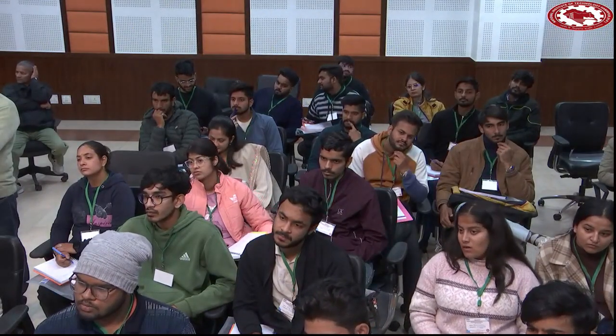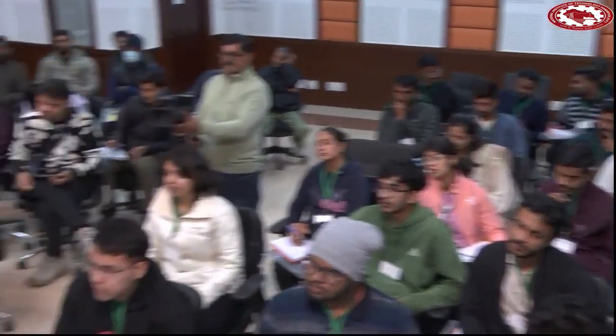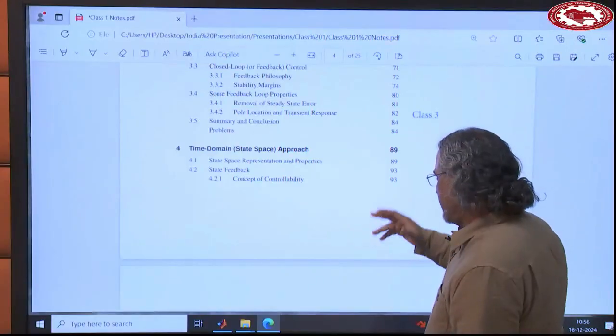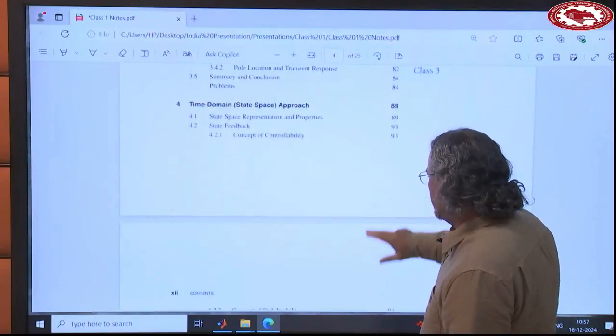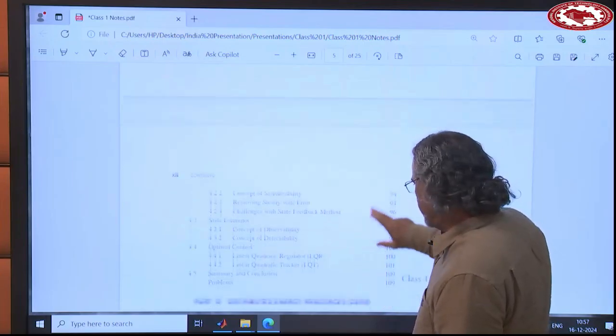One class will be on control systems in the state space domain or time domain. So state feedback and optimal control and those things. So one class again on this topic.